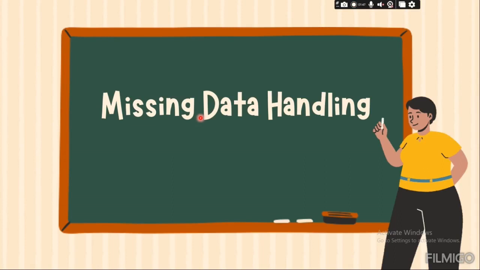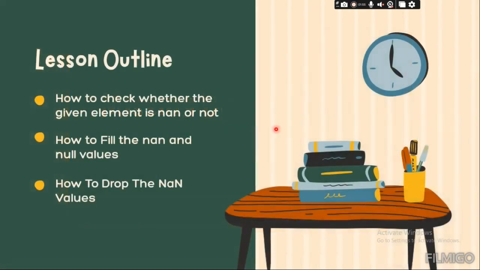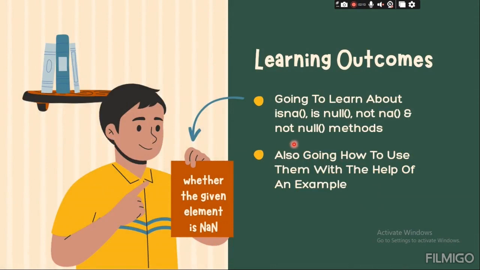Hello folks, welcome back. In this Pandas series, today we are going to learn how to handle missing data that are present in a dataset. First of all, we are going to learn how to check whether the given element is NaN or not. After that, we are going to learn how to fill and drop the missing values that are present in a dataset. I mean, today we are going to learn about methods like isna, isnull, notna, notnull, bfill, ffill, fillna, and dropna to handle missing data.